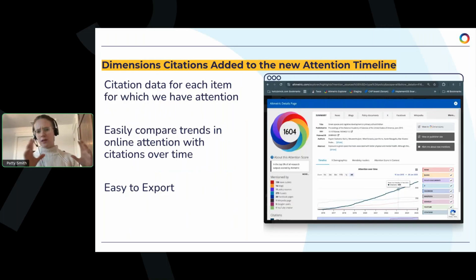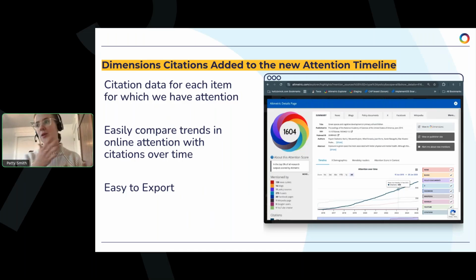All right, so now moving on from new sources that we're tracking to some new features that we have released. This one is pretty small, but if you're not sure where this is in the platform, don't worry, we'll get to this in the live demo. We did add Dimensions citations to the attention timeline. This is actually another pretty new feature as well. If you pop into what's called an Altmetric details page about an individual publication, you now can see that timeline of attention for just that one specific paper.